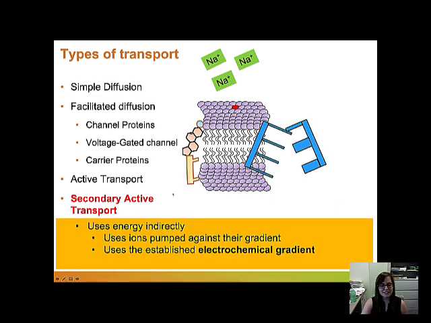Okay, so secondary active transport uses energy indirectly. It's going to use the ions pumped against their gradient, these sodium ions, meaning that it's going to use the established electrochemical gradient. So it's not going to directly use ATP, but it's going to use something that ATP was used to do.